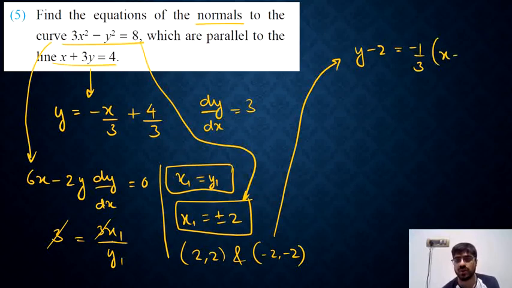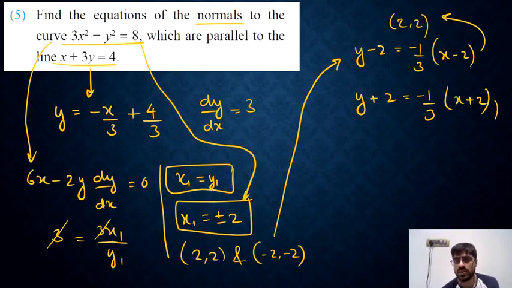So y minus 2 equals minus 1 upon 3 into x minus 2, or y plus 2 equals, the slope of normal remains the same, minus 1 by 3 into x plus 2. So this is the normal at (2, 2), and this is the normal at (minus 2, minus 2). I hope all of you understand that the equations have been written in the slope point form. The normal is passing through this point, and that is why we are writing the equation as y minus y1 equal to slope into x minus x1, and similarly we have written this equation also.